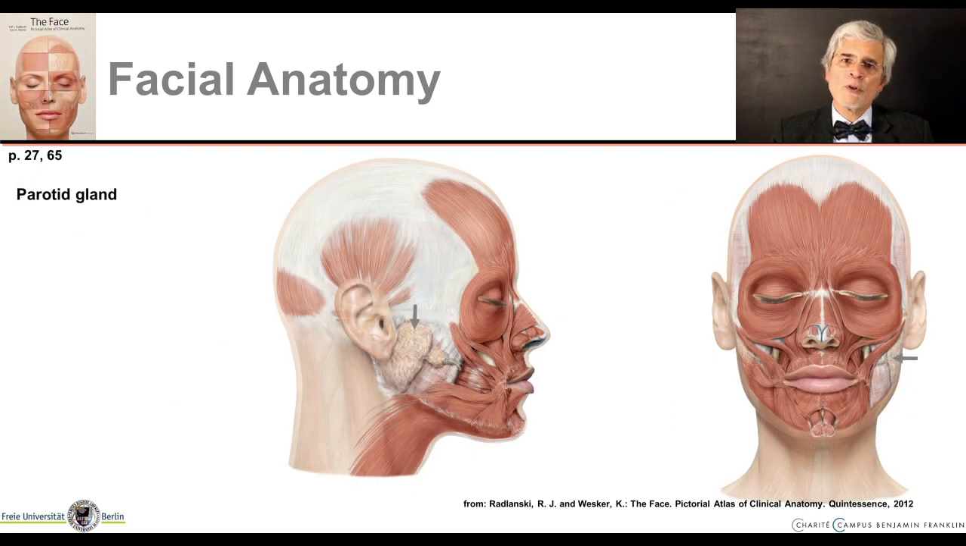Now we have removed all the fat here and we are looking at what is now visible. First of all, here is the parotid gland. This is the largest salivary gland.